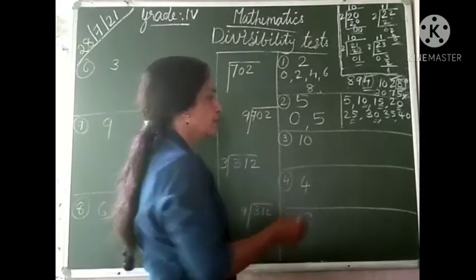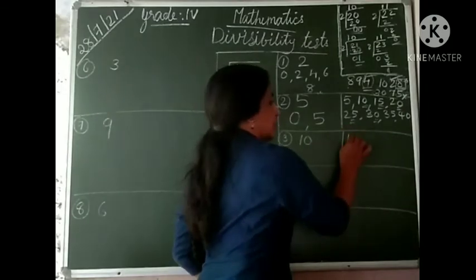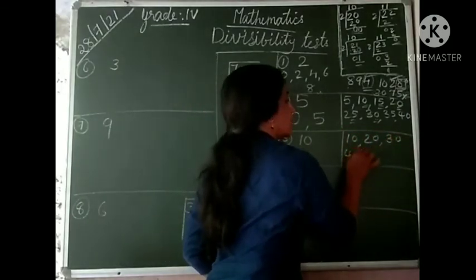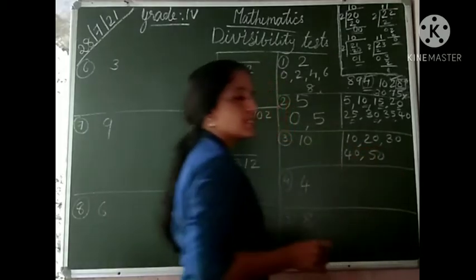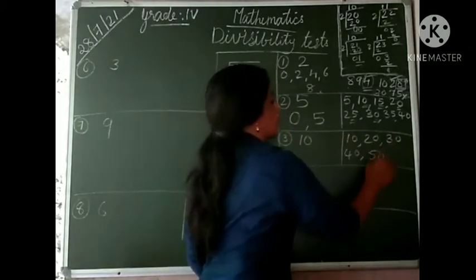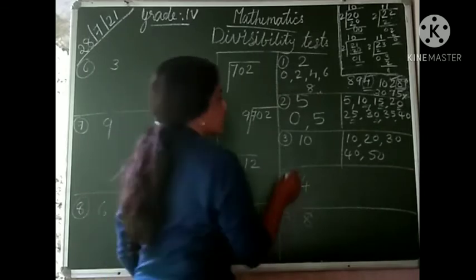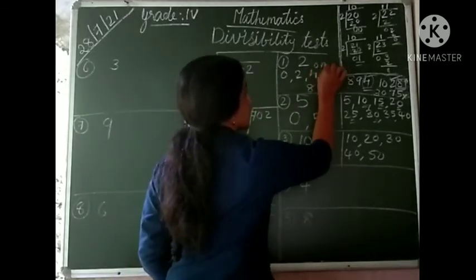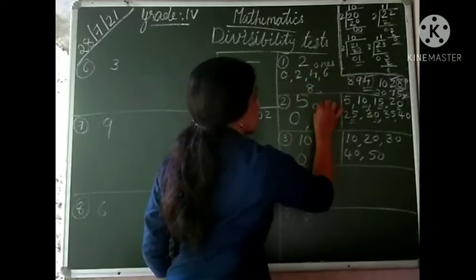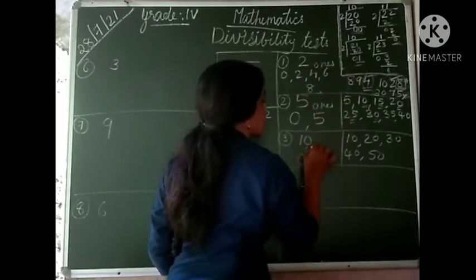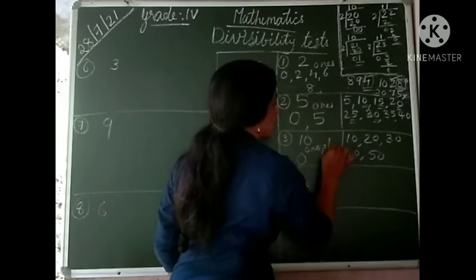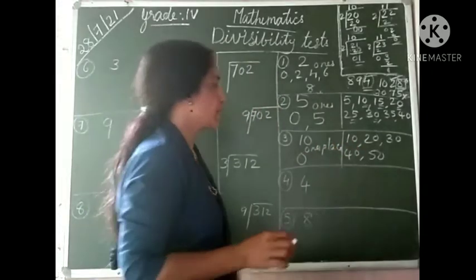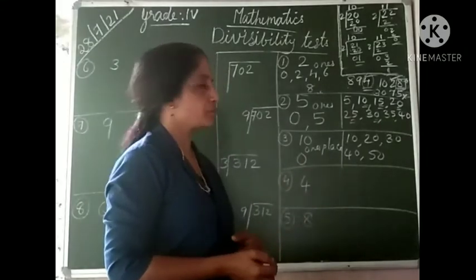Now look, 10. You know the table of 10. 10, 20, 30, 40, 50, etc. What is the ones place number here? Only zeros. Therefore, we can say if the ones place number is 0, in all these cases we can check the ones place. Here also ones place. Here also ones place. If the ones place number is 0, then we can say that number is divisible by 10.